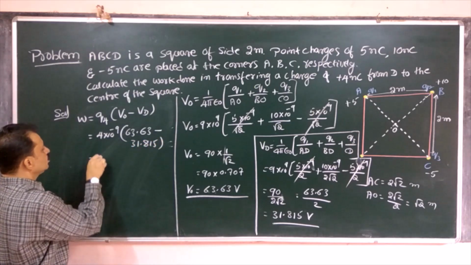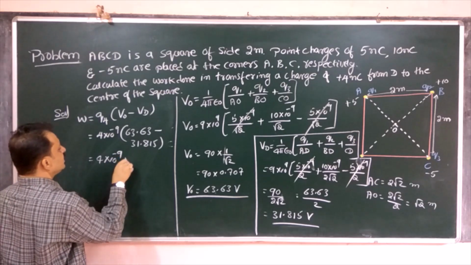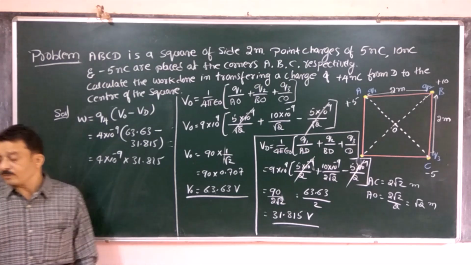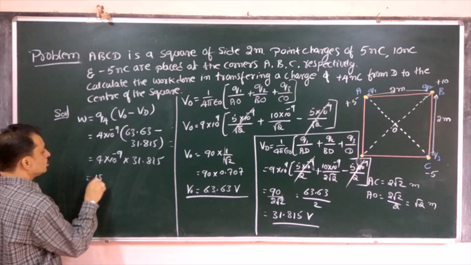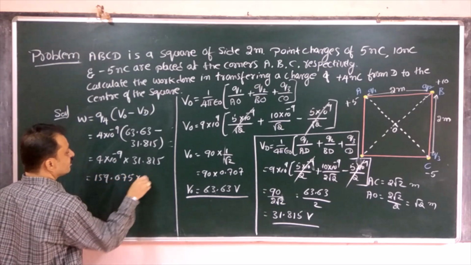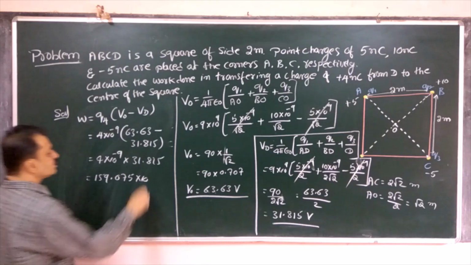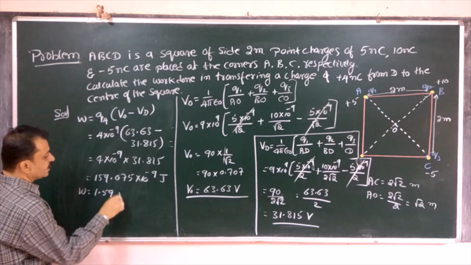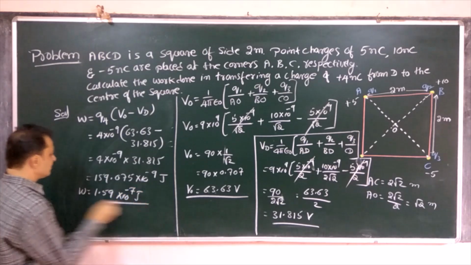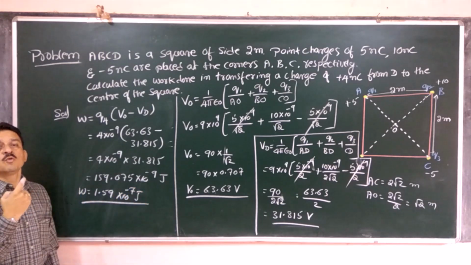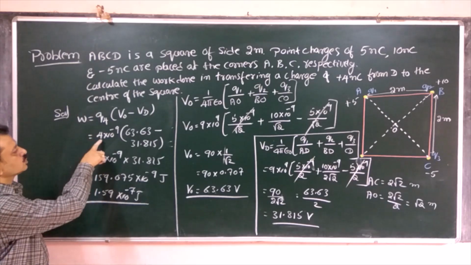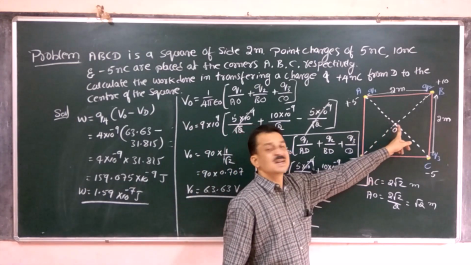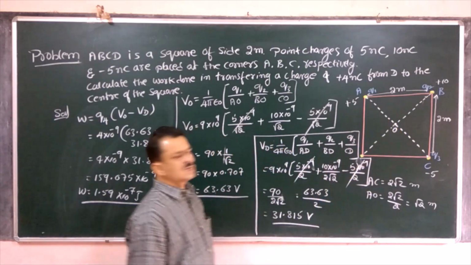31.815. So that is equal to 4 into 10 to the power of minus 9 into, if you subtract that one, we will get 31.815. Now if you multiply that, I will get 159.075. If you multiply 159.075 into 10 to the power of minus 9 joules, the work done is equal to 1.59 into 10 to the power of minus 7 joules. Now this much amount of work has to be done in moving a fourth charge of 4 nanocoulomb from the corner or the vertex D to the center O of the charge system.